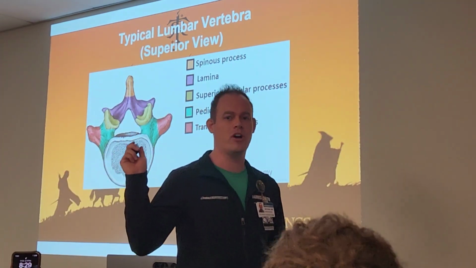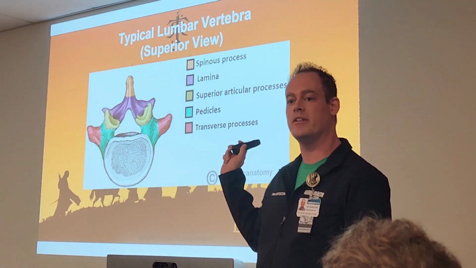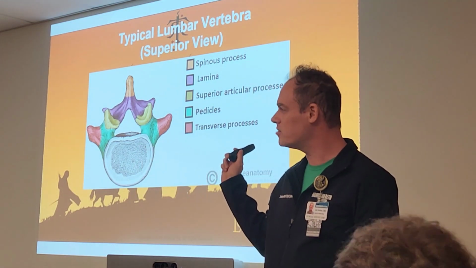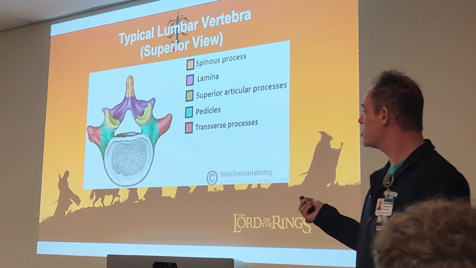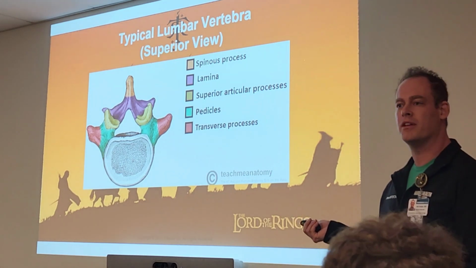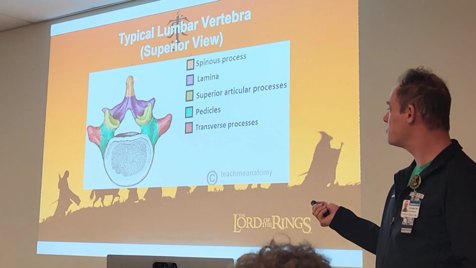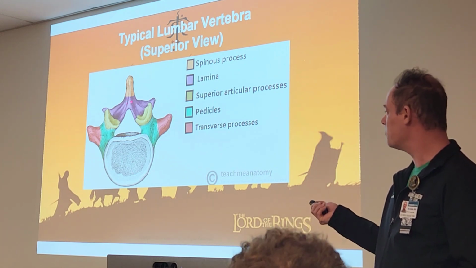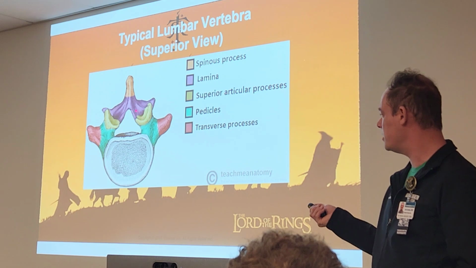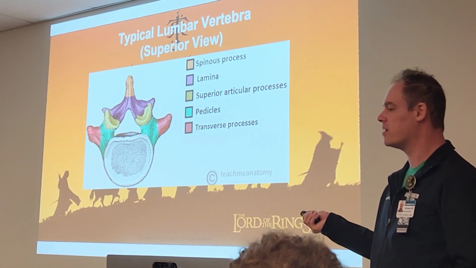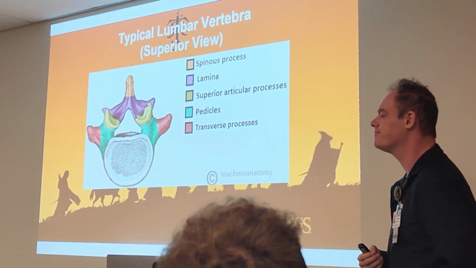We have some color coding here. If you're having trouble with this anatomy, I always recommend color coding. That's what's always helped me the most. This is a different view. We have the spinous process at the top, body at the bottom. Remember, spinous process is posterior, body is anterior. Spinous process in the orange, followed by the lamina in the purple. There's our superior articular processes, pedicles in green, and transverse processes in red on the sides there.